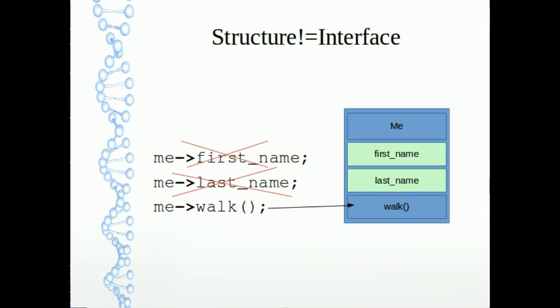However, if we encapsulate members of an object, we begin to see differences between the object's structure and its interface. In this example, we have encapsulated, or made private, the first name and last name properties, whilst the walk method remains a public member of the me object. The first two lines of pseudocode now no longer work, as they are attempts to access directly members of the object which are encapsulated or hidden from external code.